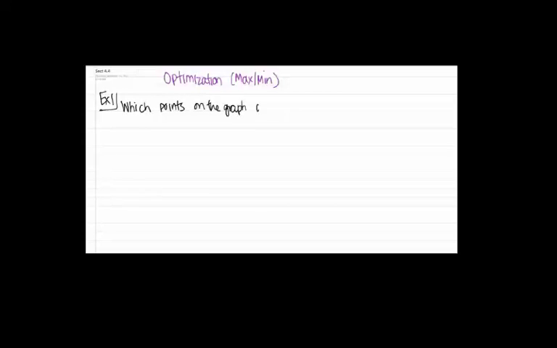Alright, I'm going to review optimization today. So I'm going to try to get through several examples. The first one is: which points on the graph of y equals 4 minus x squared are closest to the point (0, 2)?